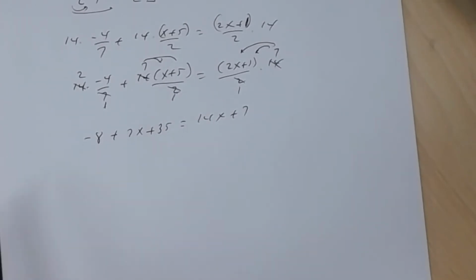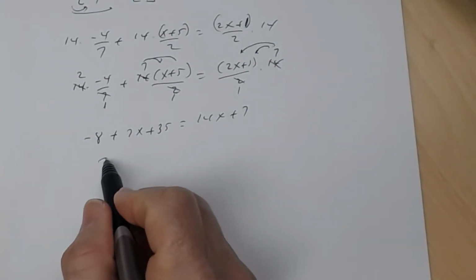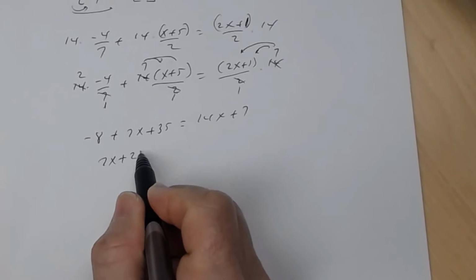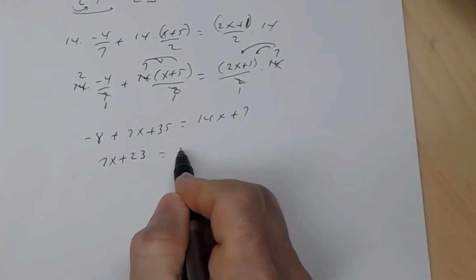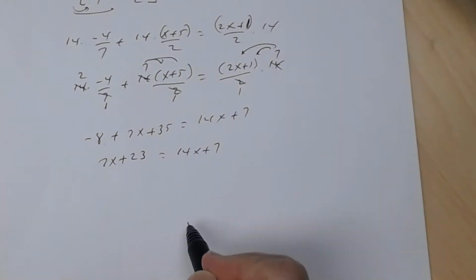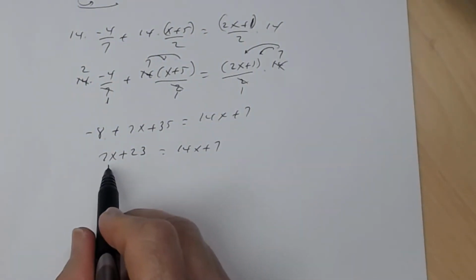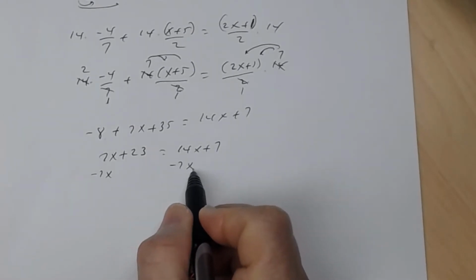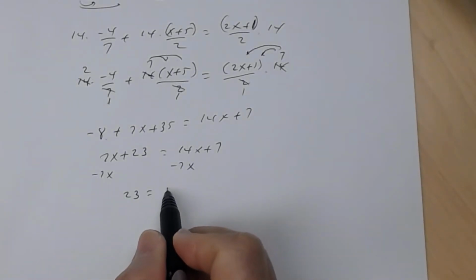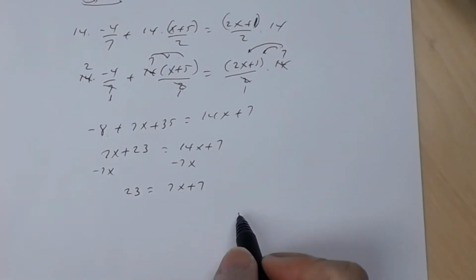All right, so let's solve this linear equation. So I'm going to combine like terms. So I get 7x plus 23, and negative 8 plus 35 is 23, equals 14x plus 7. All right, let's bring the variables to the right-hand side. So I'm going to subtract 7x from both sides. So I get 23 equals 7x plus 7.